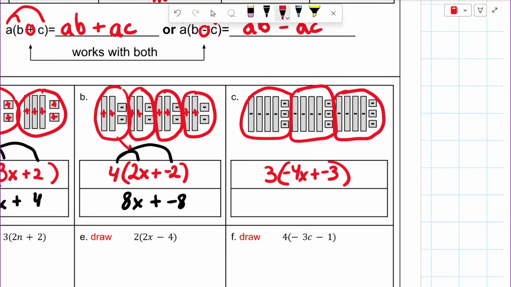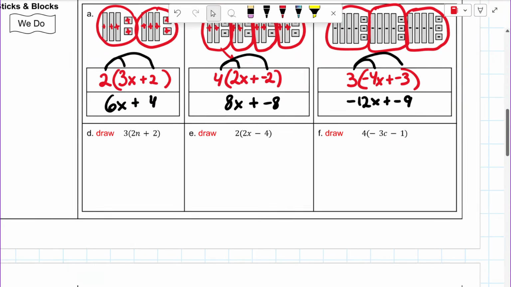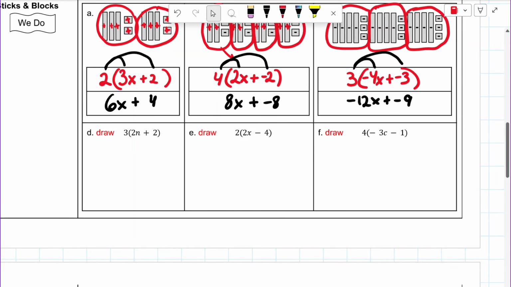Let's try the distributive property. 3 times negative 4x is negative 12x, and 3 times negative 3 is negative 9. Is that the correct answer? There are 9 negative units and there are 12 negative sticks. So that makes sense. All right, let's see if you got drawing skills. Try and draw D, just like up above.